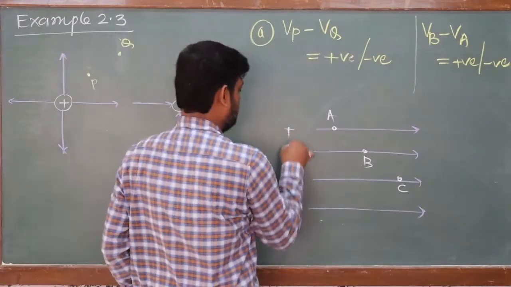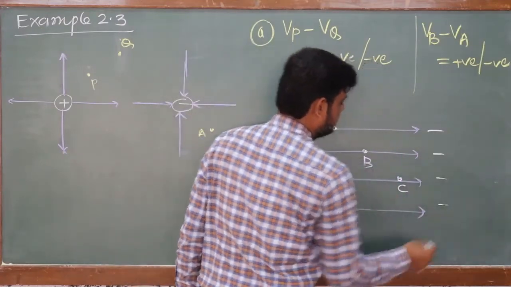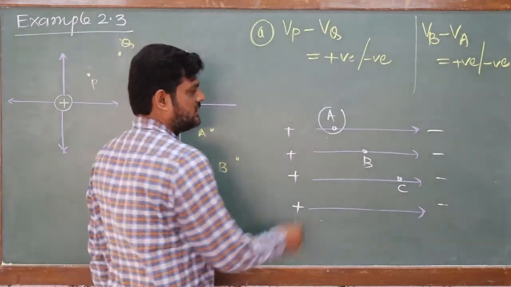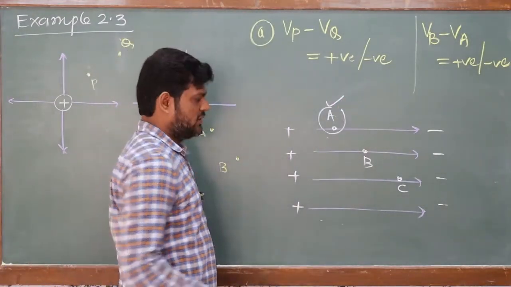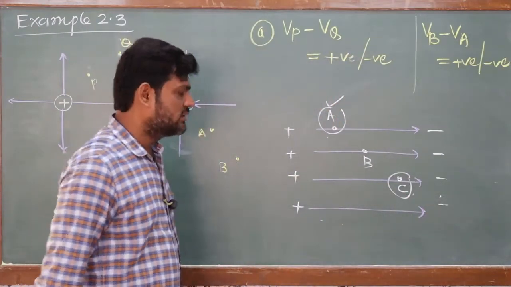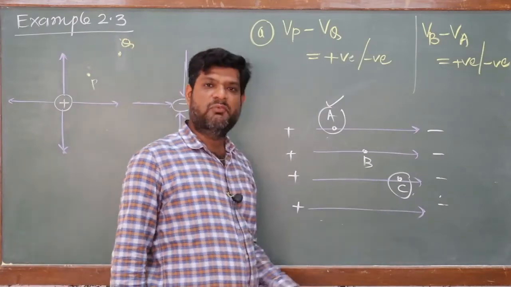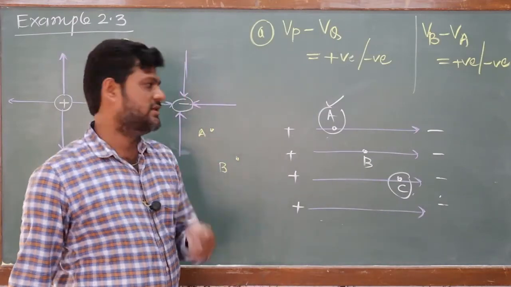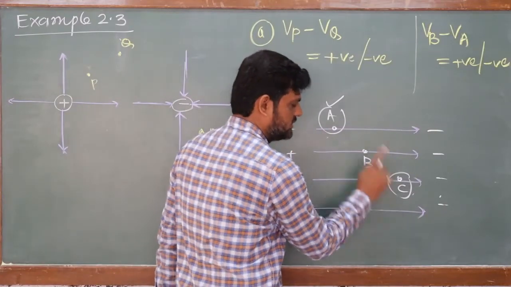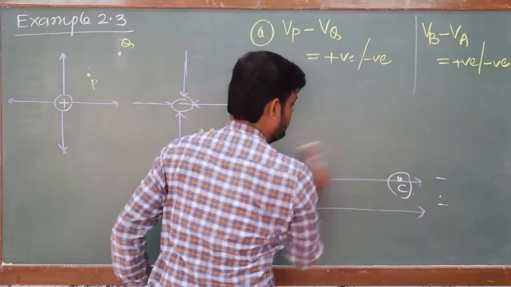So we know that electric field lines are from positive to negative. So we can say that A point is near to the positive potential. We can say that A point has more potential. C point is near to the negative potential, lower potential. So we can say that the C point has a lower potential. So A point has more potential, and C point has a lower potential. In this way we can solve these questions.